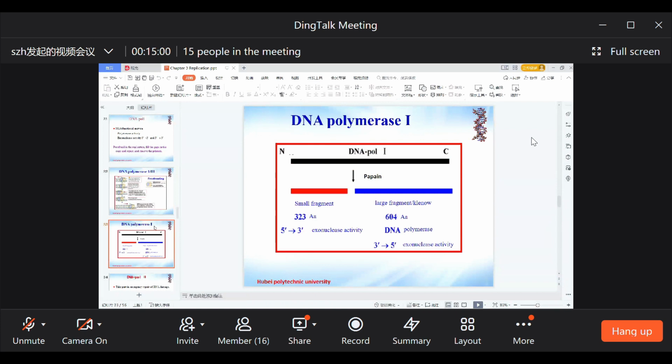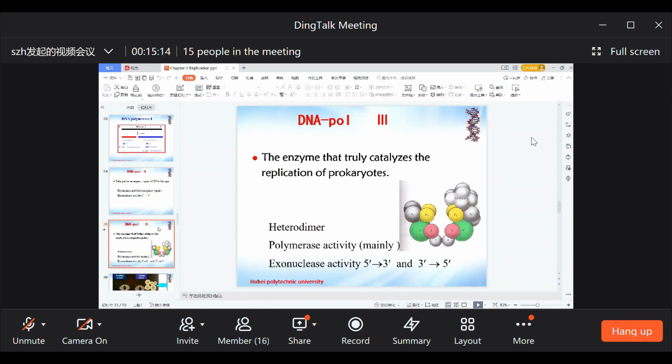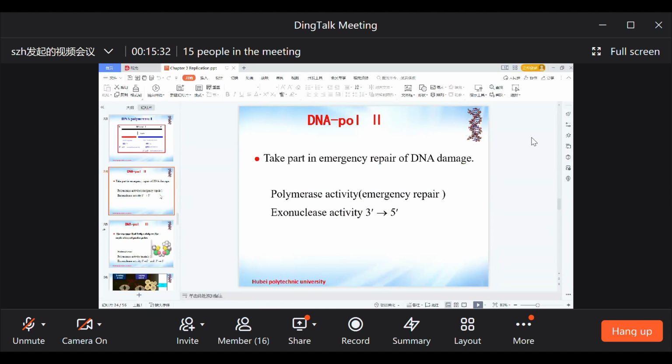You can see small fragments linked together, and at that time DNA polymerase 1 begins to work. Polymerase 3 really catalyzes the replication of prokaryotic organisms. Maybe some students will ask me, what is the function of polymerase 2?